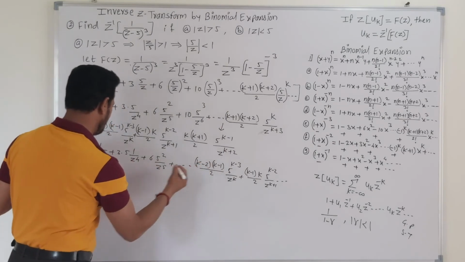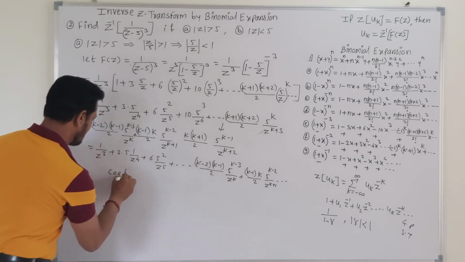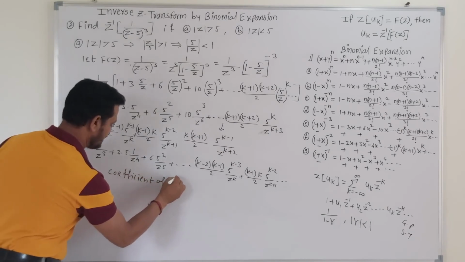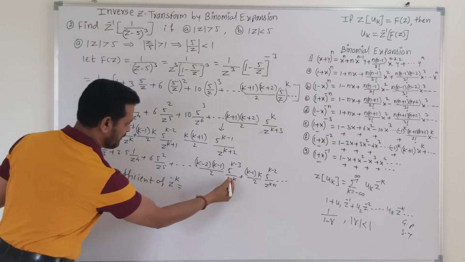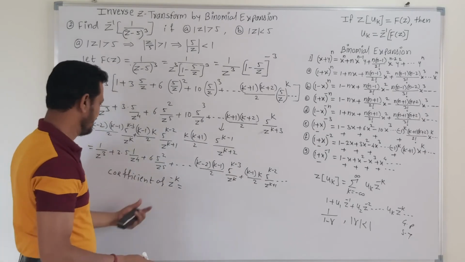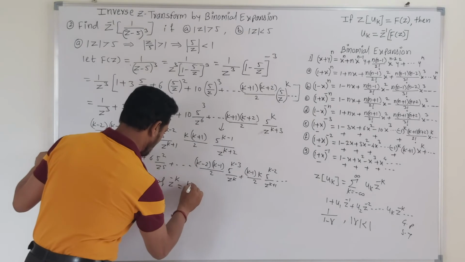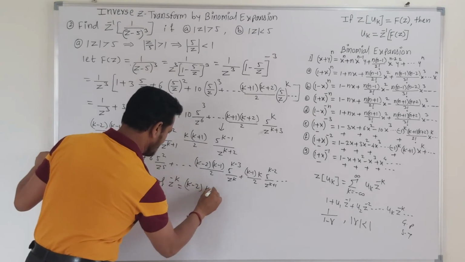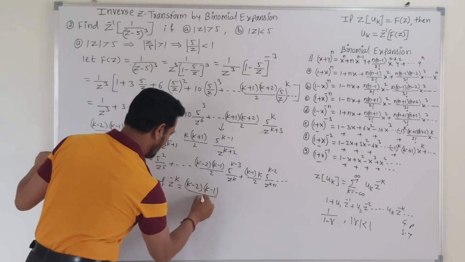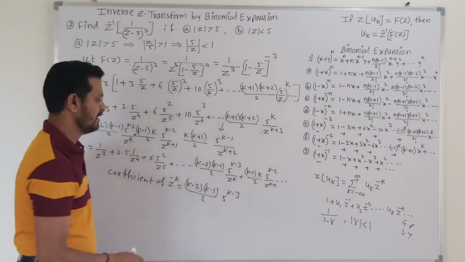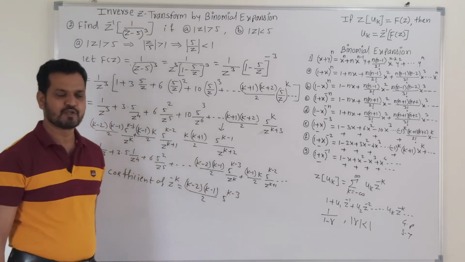Now please try to understand that the coefficient of z raised to minus k is equal to, after taking this z raised to k to the numerator, we get this as z raised to minus k. So this coefficient is k minus 2, then k minus 1 upon 2 into 5 raised to k minus 3. So this is the value of the coefficient of z raised to minus k.